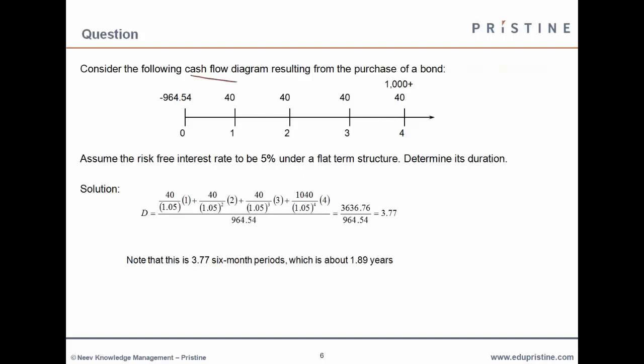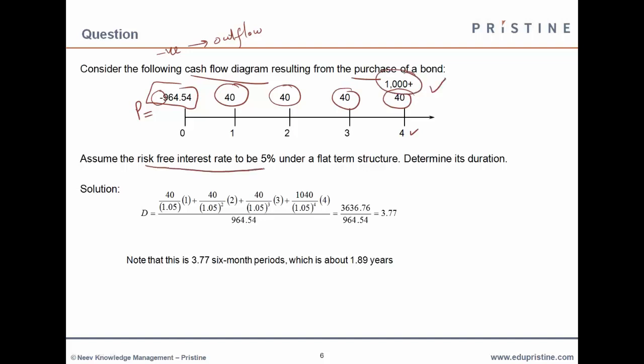The following cash flow diagram. The current price of the bond is 964, with a negative sign because if you buy it, it's an outflow. The coupons of the bond are 40, 40, 40, and on the fourth year, 40, and the face value, which is 1000. Now assume the discount rate, or the interest rate, to be 5%, and the question is how to determine the duration using the big formula that we created here.